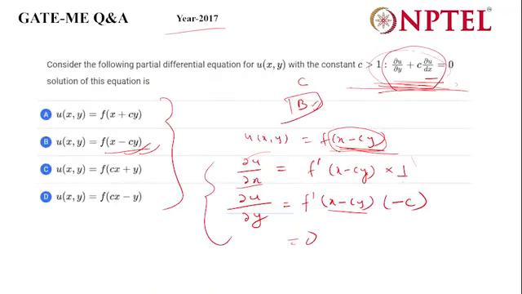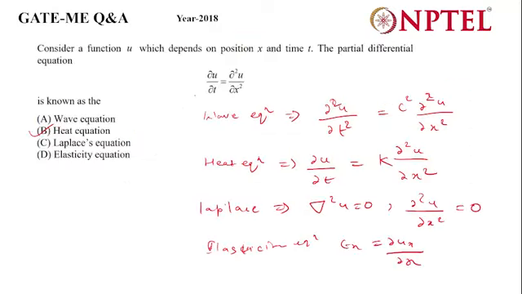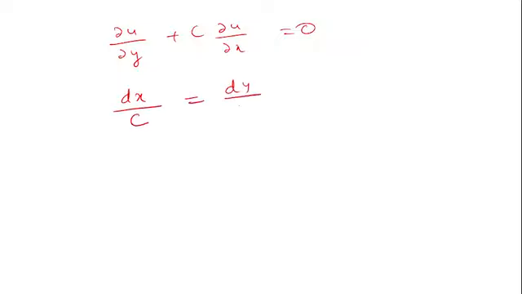This one. Let me write it somewhere: del u by del y plus c del u by del x is equal to 0. They're asking you to solve this one. What do you have to write? Firstly, write the subsidiary equation. Now your u is z here. So firstly write dx by c is equal to dy by 1.